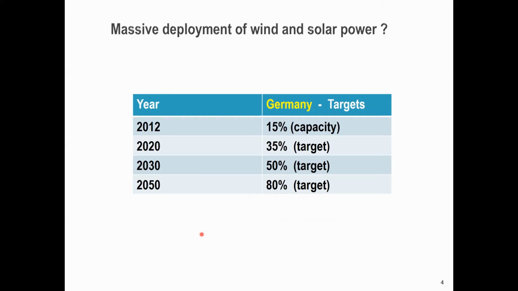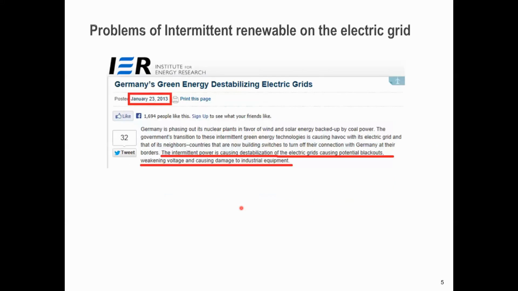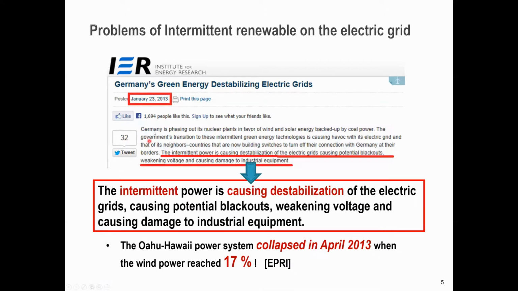And one good example is Germany. They have set very ambitious targets to increase wind and solar power. But we can also see the problem now when we start to increase the amount of wind and solar power. Several years ago, there was a report about the green energies destabilizing the electric grids. And it is because of the intermittent nature of wind and solar power. Okay, so the intermittent power is causing destabilization of the electric grid. Intermittent power means the changing nature of wind and solar power.